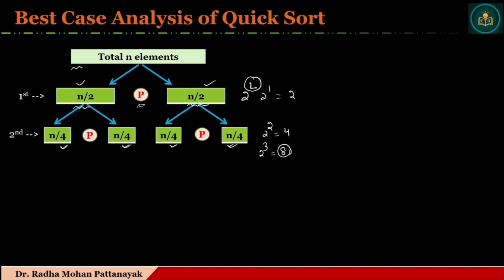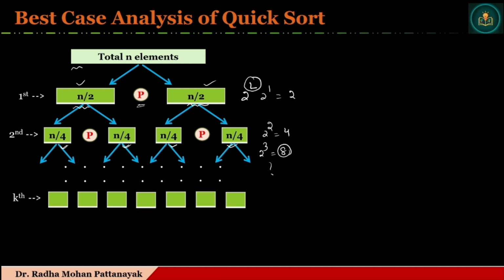Now the question is, when will the partition method stop the divide process inside the recursion tree? As per the quicksort algorithm, the partition method will stop the divide procedure only when each subarray contains one element, right? So let's assume that in this recursion tree, the partition method will stop the divide process at the kth level. It implies that at the kth level, each subarray will contain one element, right? See here in this figure, every subarray contains one element, right?